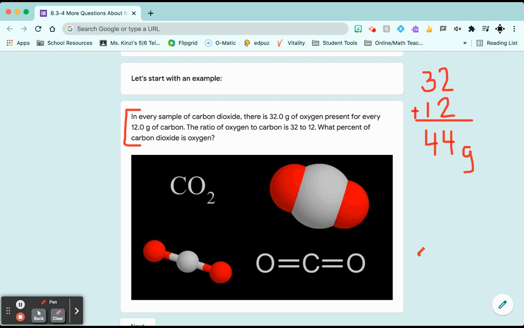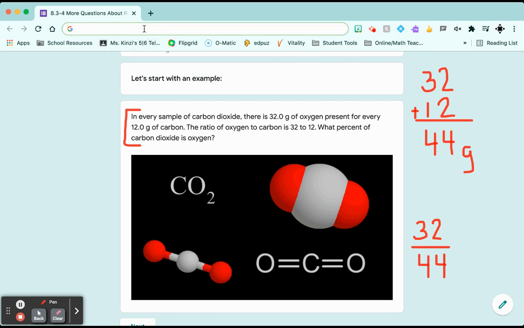So I've got my whole, because I have to find my percent of the whole that is oxygen. My whole is going to be placed at the bottom as the denominator, and 32 is the value that makes up part of the whole. That's the oxygen. And so to find the percent, I'm going to have to convert this fraction to a decimal first.